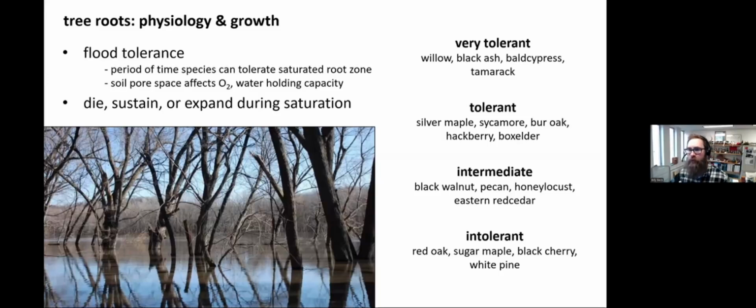What that means in general is trees that are very tolerant of flooding can maintain and almost expand their root systems during those saturated conditions. The middle of the road species can sustain their root matrix during those conditions, but not really expand. And then the intolerant species simply die in those saturated conditions. So they can't maintain and they can't sustain. So this is a very important concept we had to take into consideration when we were designing this practice, and I'll get to that in a sec. Here are some lovely silver maples being saturated along the Des Moines River many, many years ago.